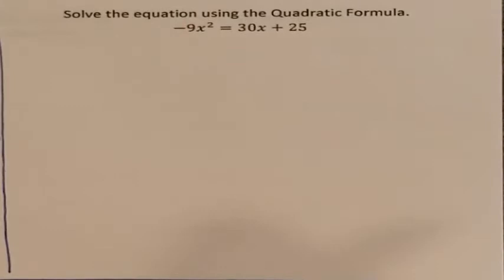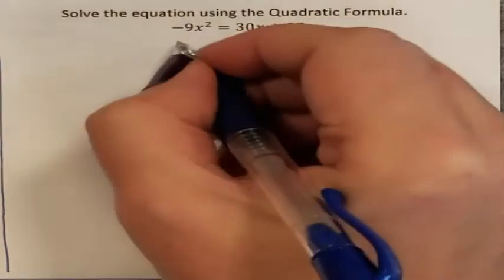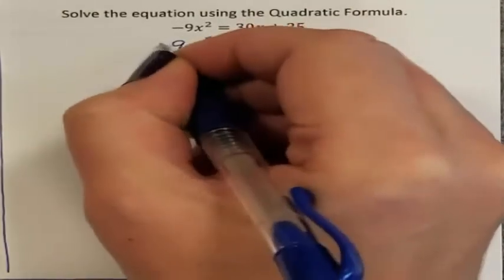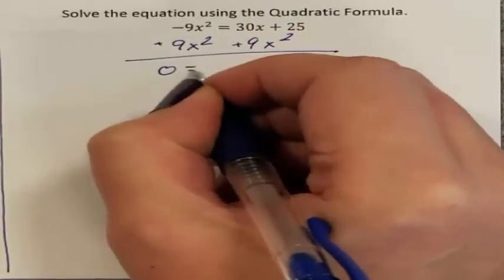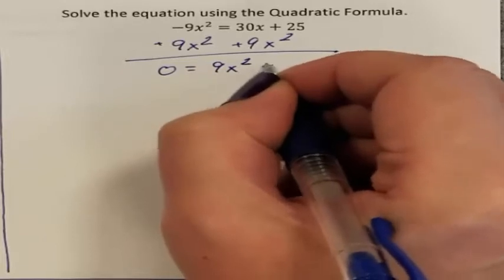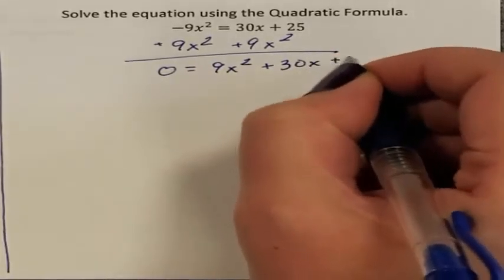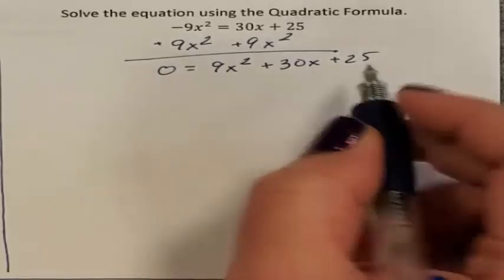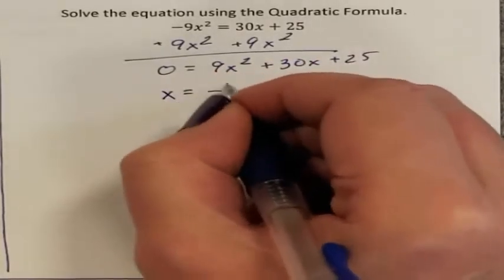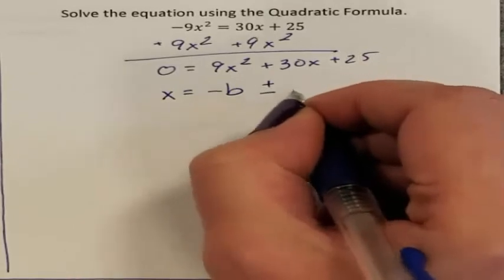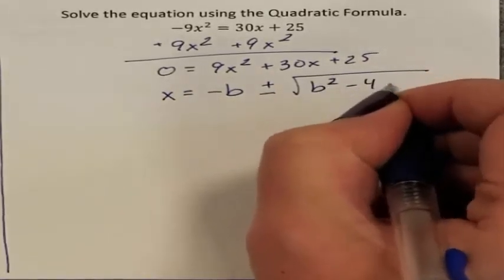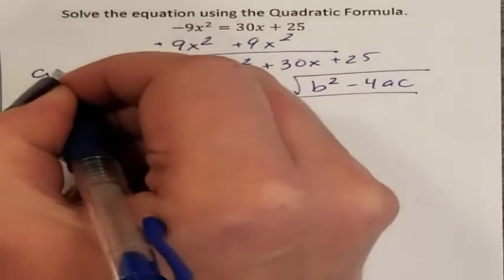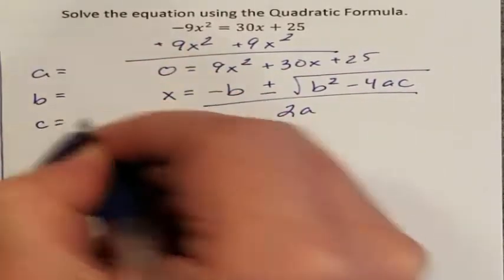Your last independent practice problem, this needs to equal 0. So I'm going to add the 9x to each side to make the problem equal to 0. So 0 equals 9x squared plus 30x plus 25. Now that it equals 0, and I have an x squared, x, non-x, I can use the quadratic formula, which is x equals negative b plus or minus the square root of b squared minus 4ac all over 2a. To be able to use that, I have to have my ABCs.